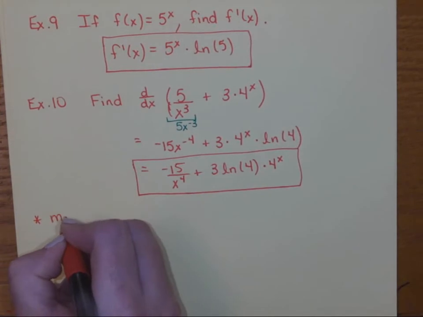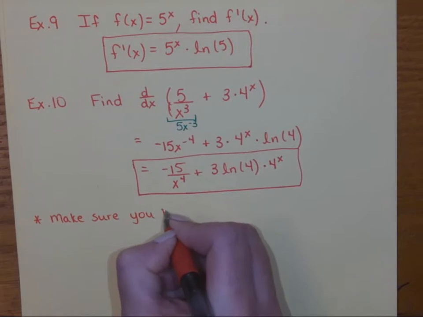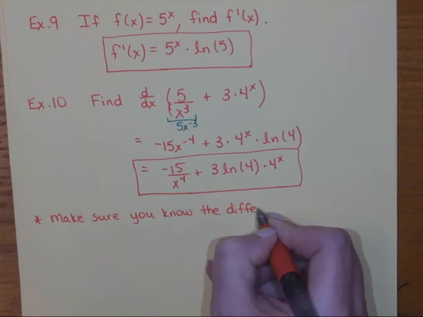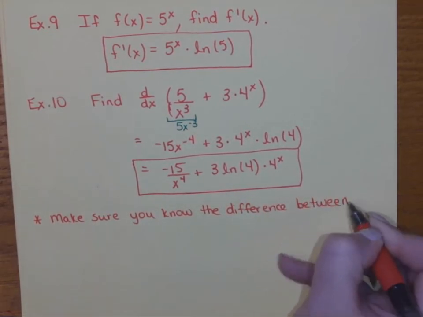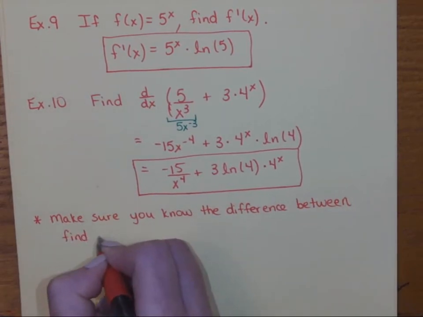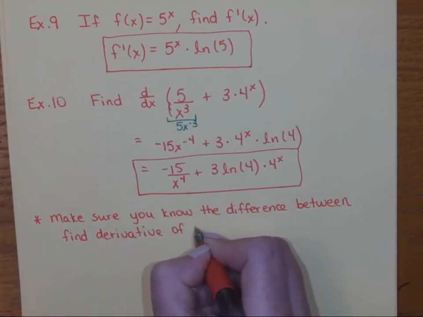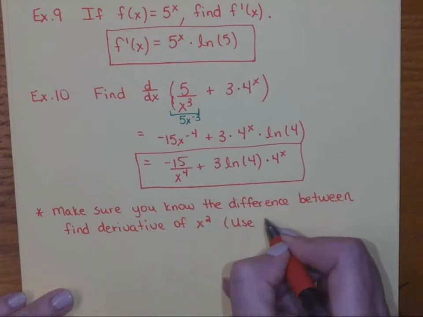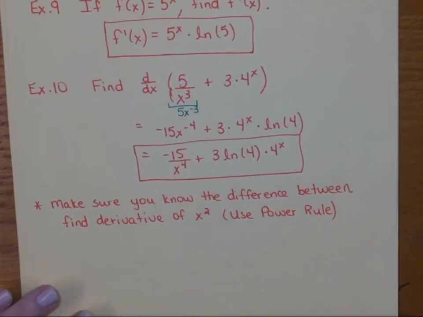So make sure you know the difference between these two types of functions. Make sure you know that when we find the derivative of something like x squared, notice the x is the base, right? And we have a number exponent. When you have a number exponent, you're going to use the power rule. You're going to move the power out to the front and you reduce the power by 1.